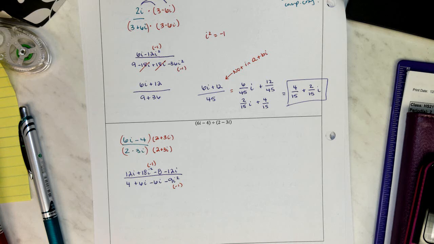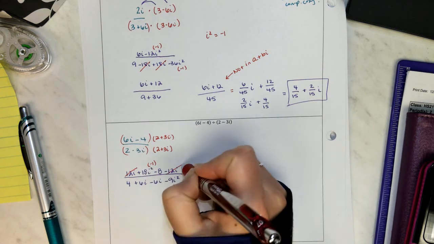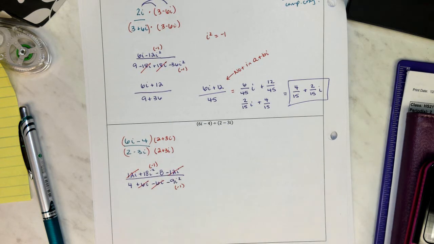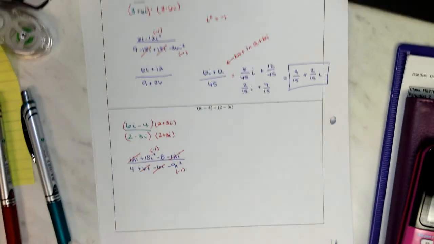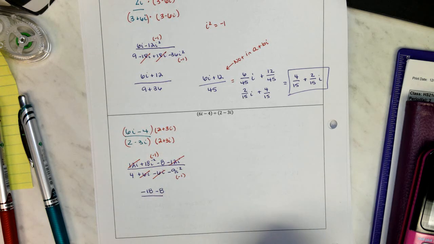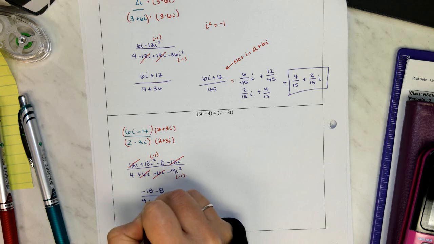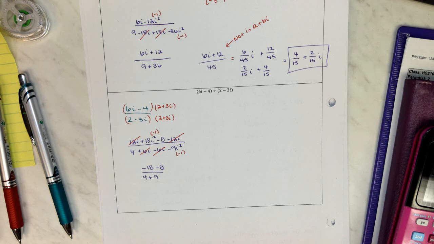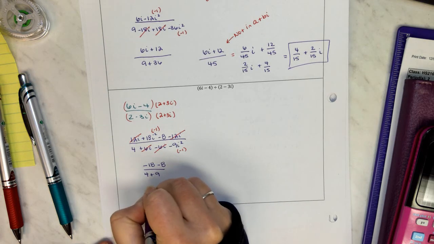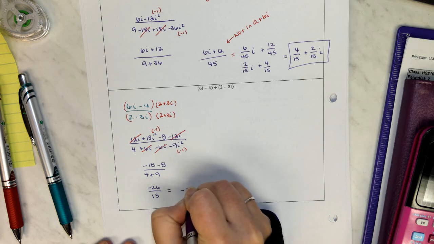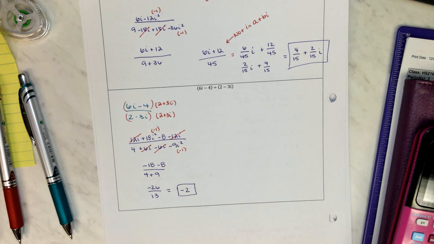And so then what I'm going to also do is I notice on the top I have a 12i minus 12i. And those are like terms that'll go away. On the bottom I have a 6i and a negative 6i, and those will go away. So I'm going to write this a little bit more simplified. I'm going to have negative 18 minus 8 over 4 plus 9. Well, I still have a little bit more simplifying to do. Negative 18 minus 8 is going to be negative 26 on the top, and on the bottom, I'm going to have 13. Well, negative 26 over 13 is just negative 2. And I'm done. That's it for that one.